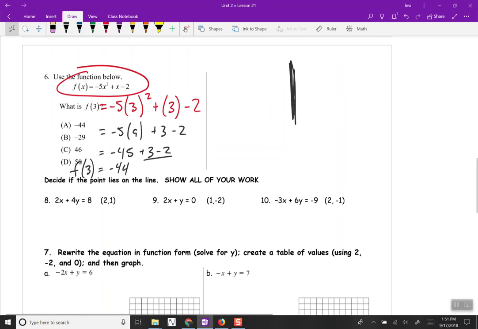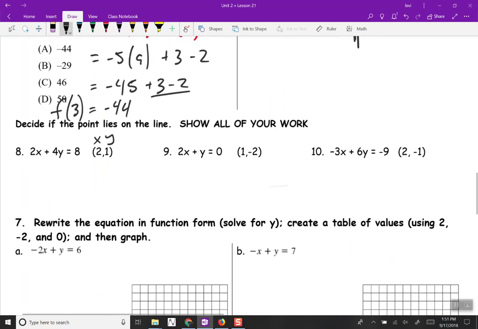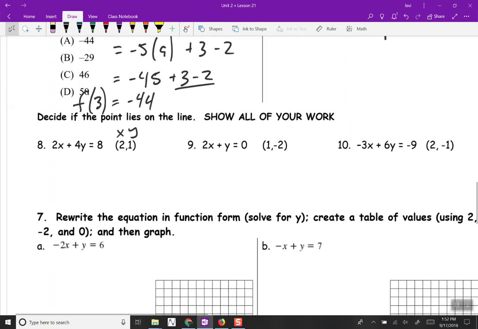Decide if the point lies on the line, show all of your work. So here we're just substituting in these points for x and for y. So if I zoomed in here, we'd say 2 times 2 plus 4 times 1, and see if that equals 8. 2 times 2 makes 4. 4 times 1 makes 4. Does 4 plus 4 equal 8? So that would be yes.